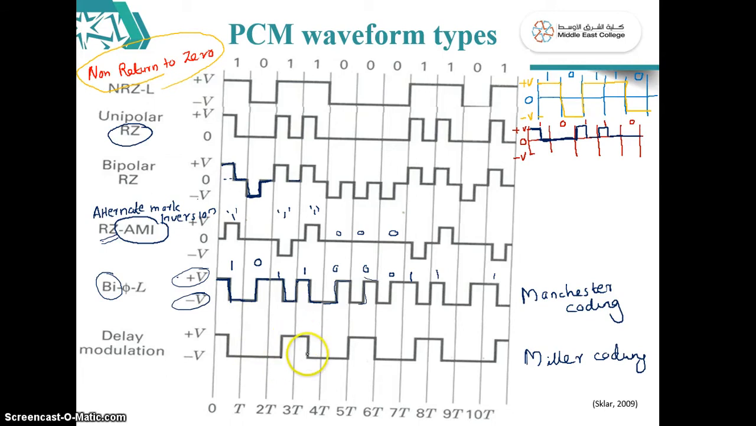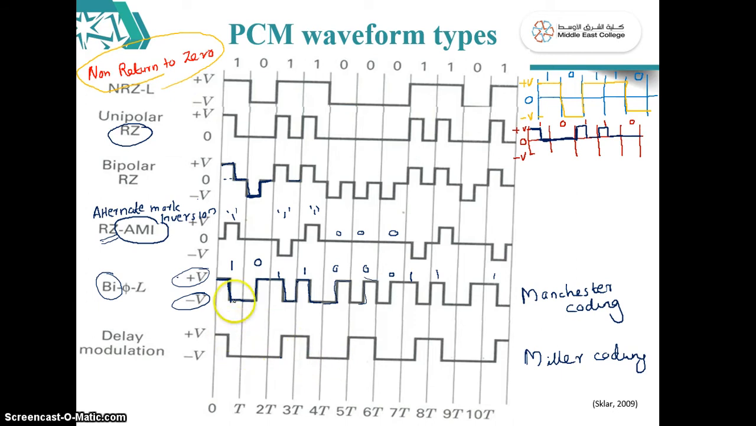This is again 1, at the midpoint it is changing. 0, no transition. But if continuous zeros are coming, alternate zeros are represented by a change in level. So here a 1 is represented by a transition at the midpoint of the bit interval, and a 0 is represented by no transition unless it is followed by another 0.